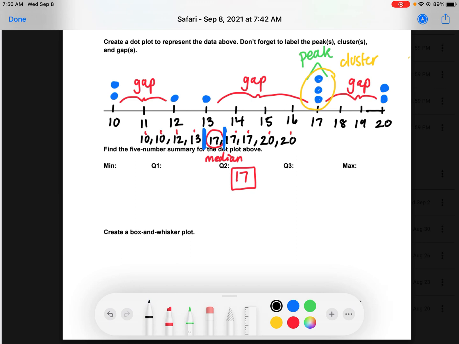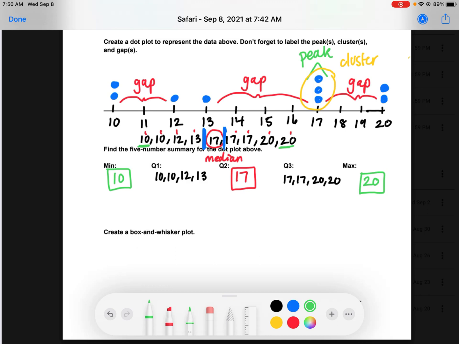So the 4 values I'll use for quartile 1 are 10, 10, 12, and 13. And then for quartile 3, I'll use 17, 17, 20, and 20. Okay? So let's start off with min and max, because obviously those are the easiest. The minimum is just the smallest value in the set. That's going to be 10. The maximum is of course just the biggest number in the set. That's going to be 20.